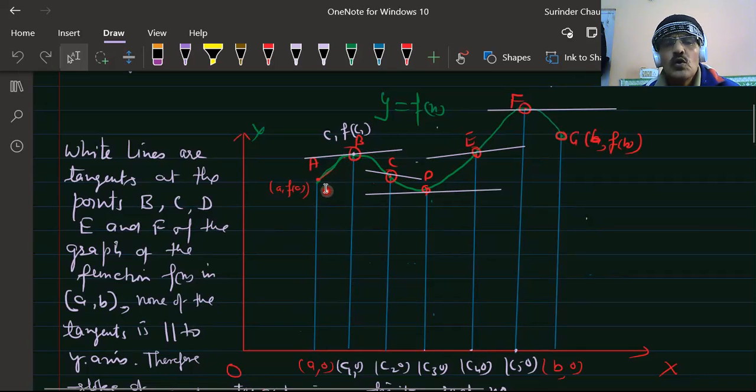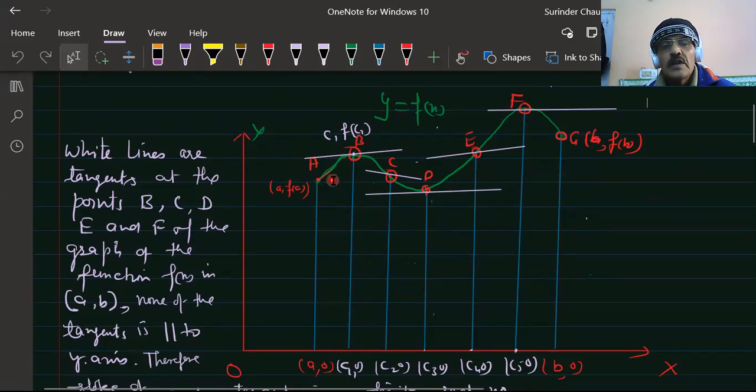Now we'll study in which interval it is concave upwards, and in the initial interval it is concave downwards, and at what point the concavity changes from downwards to upwards. That is, concave downwards to concave upwards, or convex upwards to convex downwards. This is again concave downwards, or you can say convex upwards. So we'll study concave upwards only.